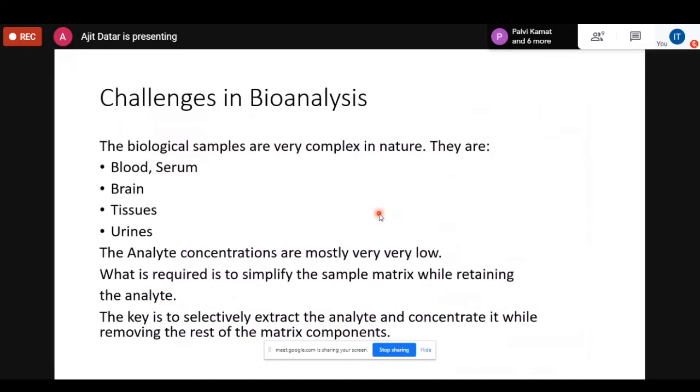Biological samples are very complex in nature. They are blood, serum, brain, tissues, urine, so many things. The analyte concentrations are mostly very, very low in these kinds of matrices. What is required is to simplify the sample matrix while retaining the analytes, and that is what we do when we do a good sample preparation. The key is to selectively extract the analyte and concentrate it while removing the rest of the matrix components. If we can concentrate the analyte by removing the matrix, then we will be able to do the measurements of the analyte at a very, very low level.